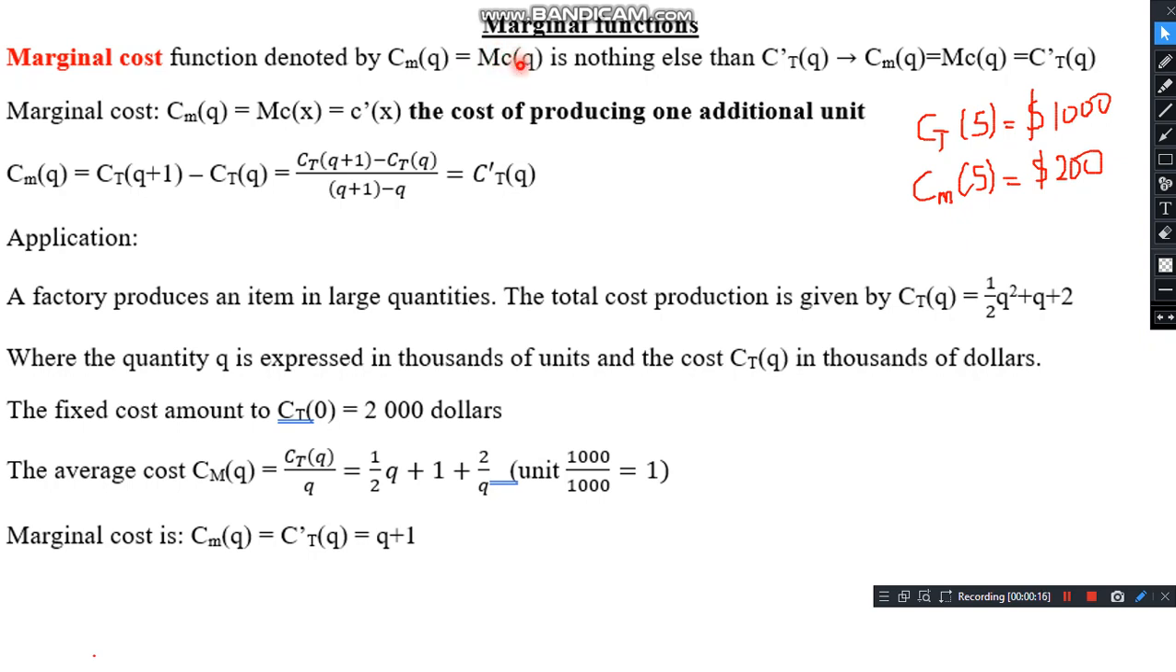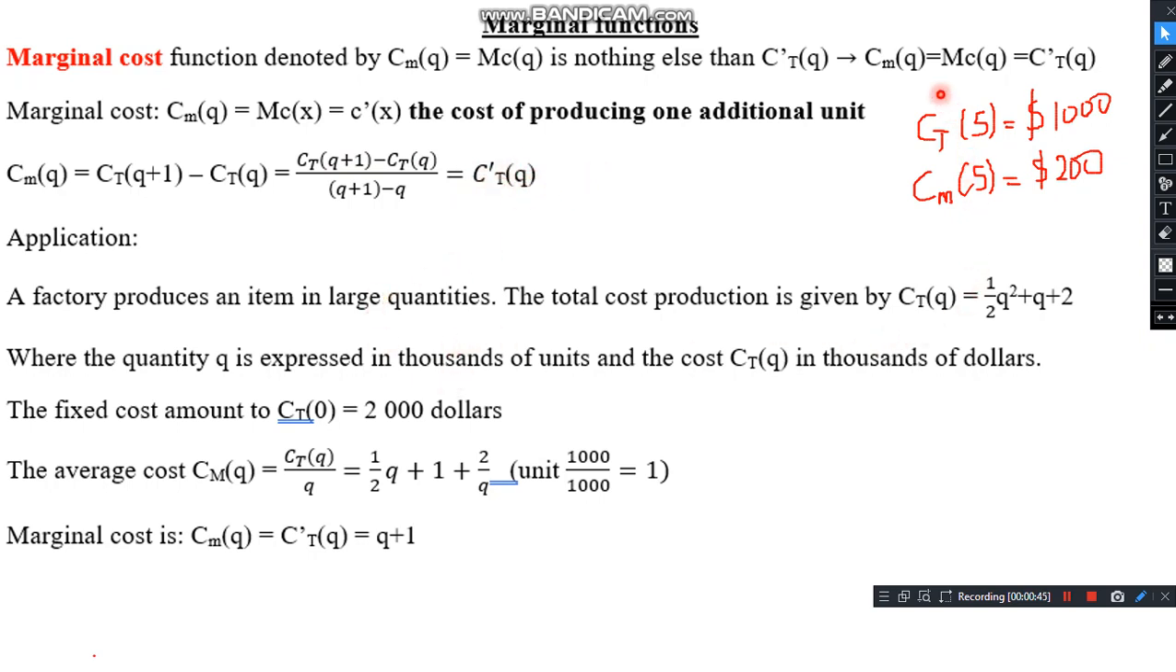Big MC of Q is nothing else than the derivative of the cost. By definition, it is the cost of producing one additional unit. This is the derivative you took last year in secondary 2. Always the derivative is C of Q plus 1 minus C of Q. So that's why it's the cost of producing Q plus 1. When we say C of Q plus 1 minus C of Q, it's the cost of producing one additional unit.